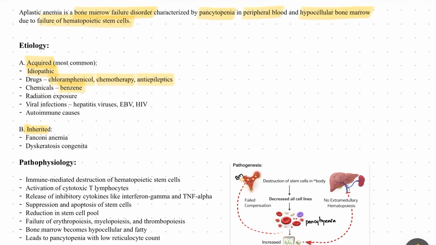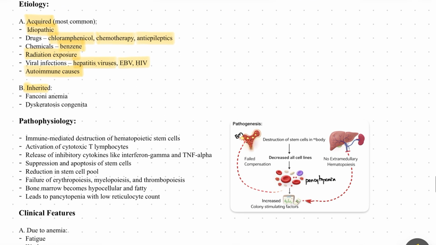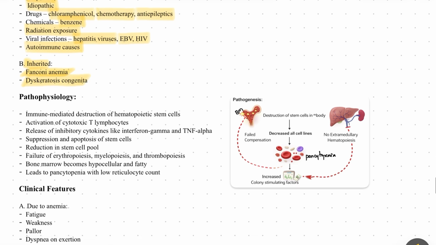Then chemicals like benzene, and radiation exposure. Then viral infections like hepatitis virus, Epstein-Barr virus, and even HIV may cause it. Then coming to autoimmune causes, which you can go through in my rheumatological section. Then in inherited, we have Fanconi's anemia. We'll cover it in great detail because it is also an important topic. Then dyskeratosis congenita. Just remember the name, nothing more.